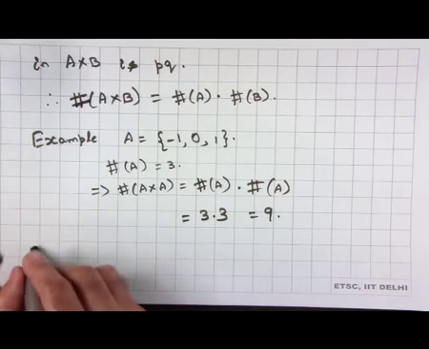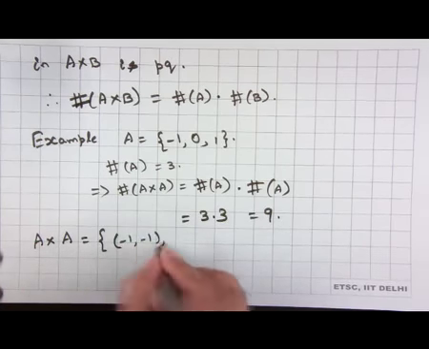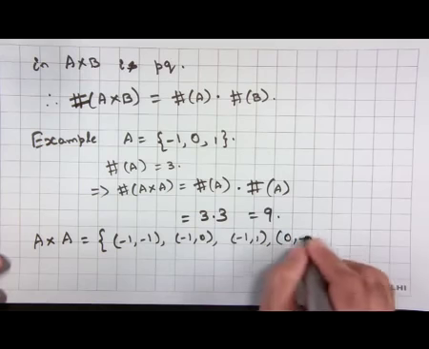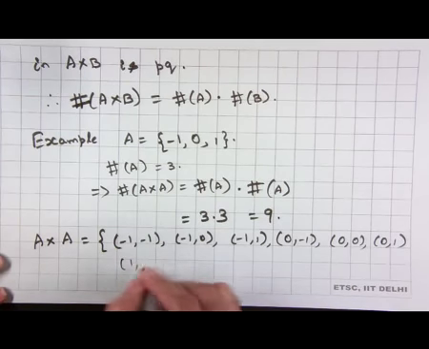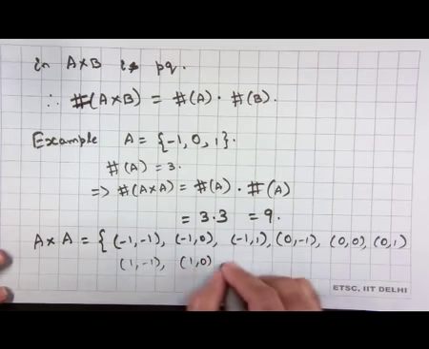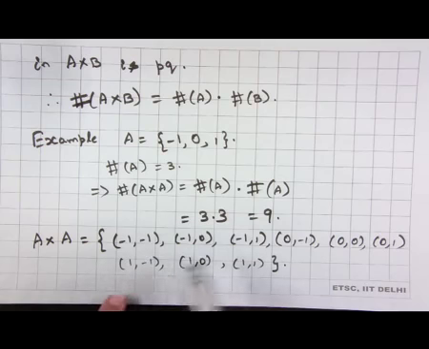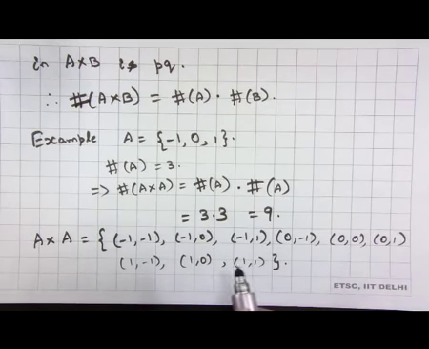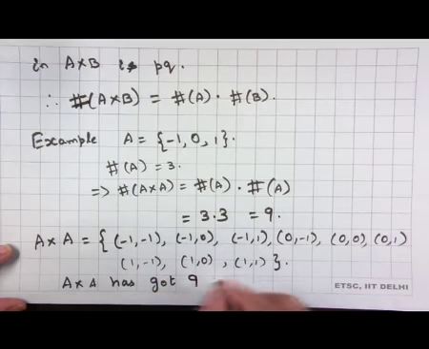But well, now let us write down once again what this A cross A is. Minus 1 minus 1, minus 1 0, minus 1 1, 0 minus 1, 0 0, 0 1, 1 minus 1, 1 0, and finally 1 1. Let us count the number of elements. You can notice that with each element we are pairing together with another 3 more elements, thus we have ended up with 9 elements. So, A cross A has got 9 elements.